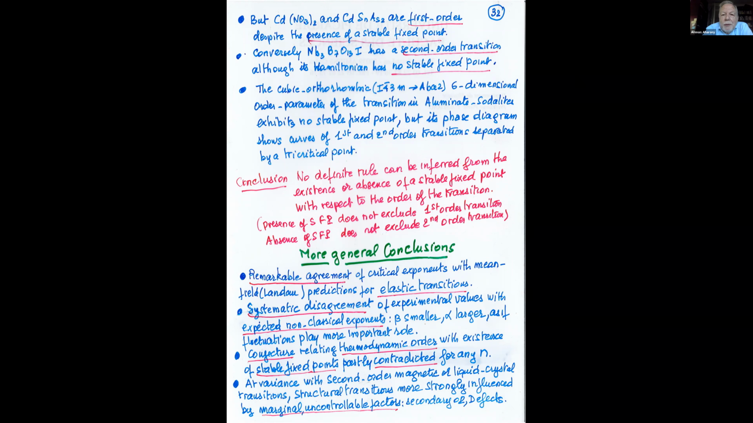The statement of no stable fixed point is that if you go sufficiently close to the transition, it will turn first order. That's very difficult to see experimentally always, because it's very difficult to get so close to the transition. Yes, but theoretically, there should be no exception to that rule.